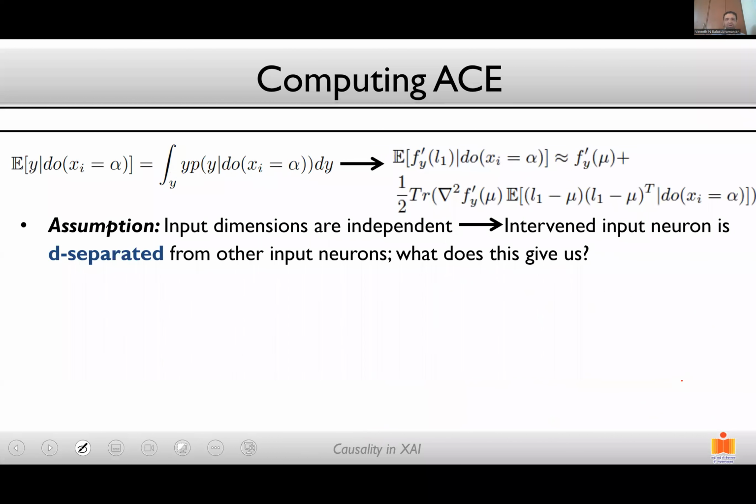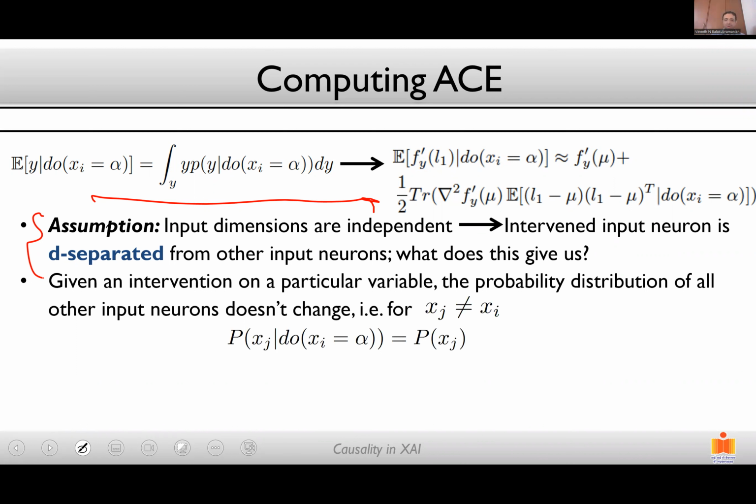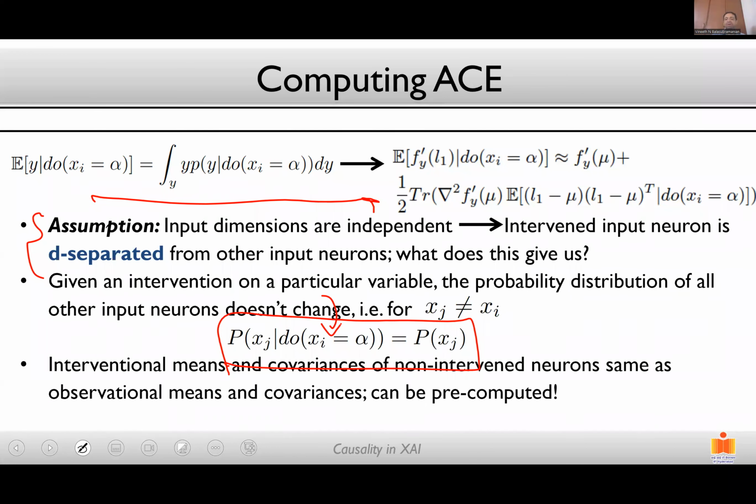So that's what we have so far from the Taylor series expansion. Now it's trivial to understand that if you have an input neuron of a neural network and you intervene on it, you separate it from other input neurons. It becomes independent from the other input neurons, because the moment you intervene, you are setting the value. It becomes independent of the other variables in the input layer. And because that happens, you can show that P of xj, given that you intervene on another variable do of xi equal to alpha, is P of xj itself. And using this, we show that all these interventional means and covariances in this Taylor series expansion actually become observational means and covariances, which can be obtained from data directly.